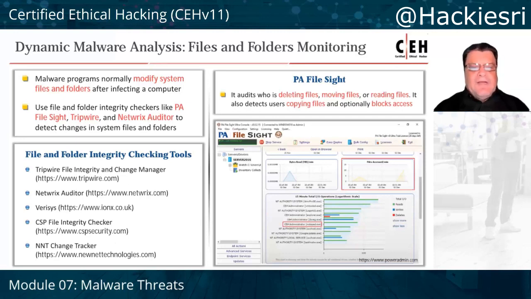File and folder integrity checking tools include Tripwire File Integrity and Change Manager, Netwix Auditor, Verisys, CSP File Integrity Checker, and NNT Change Tracker. In the case of PA-FileSite, it audits who is deleting files, moving files, or reading files. It also detects users copying files and optionally blocks access. This is, in fact, a very useful tool to run.